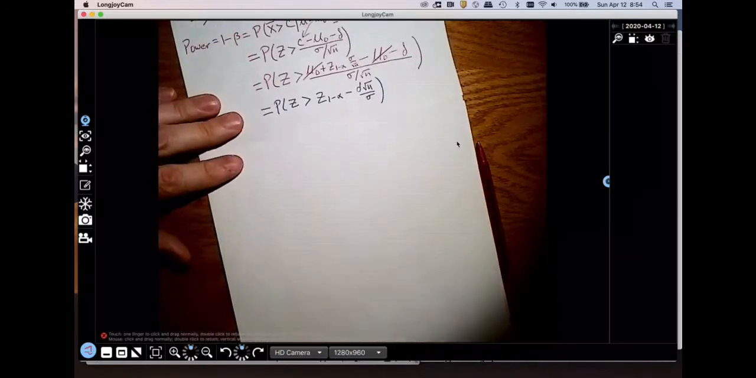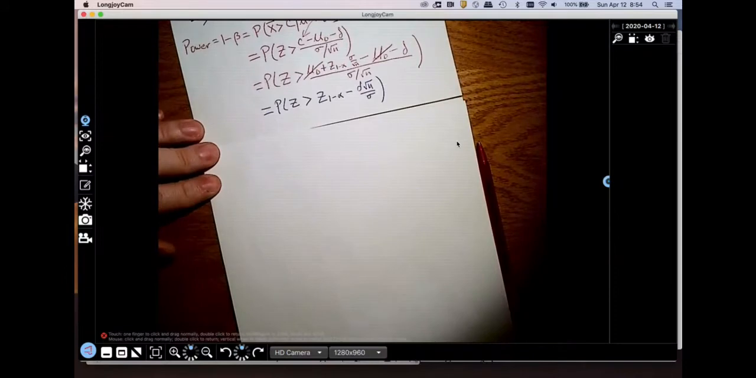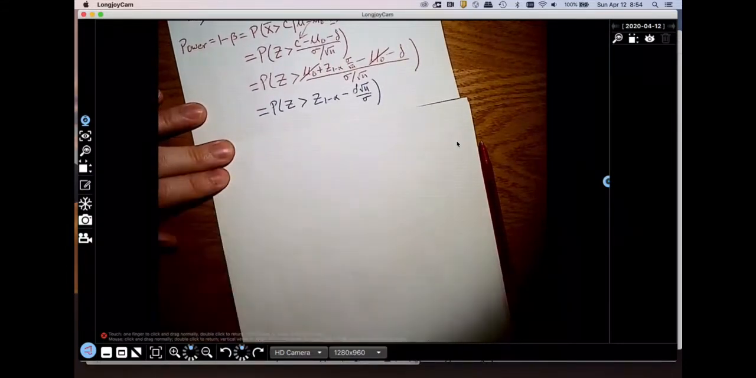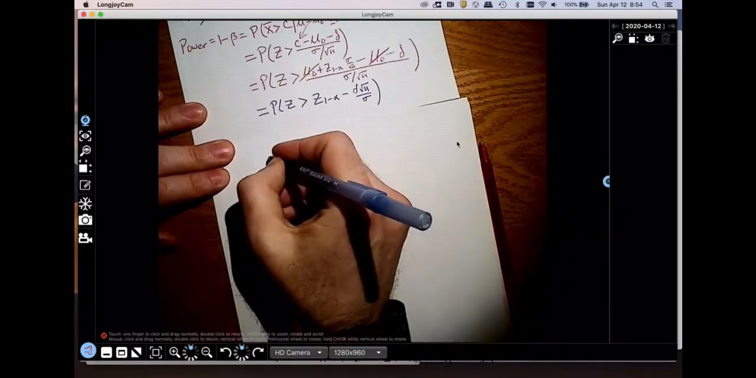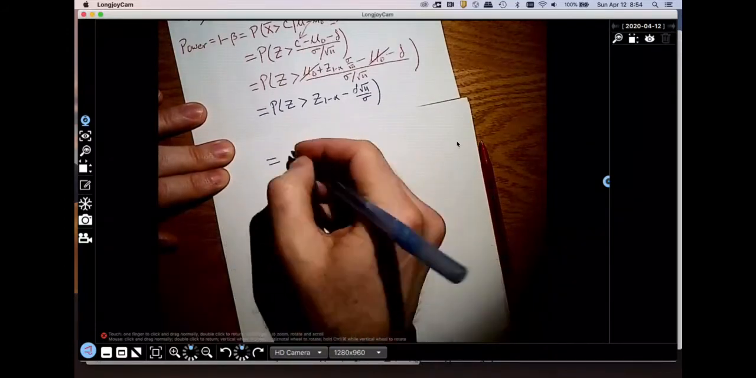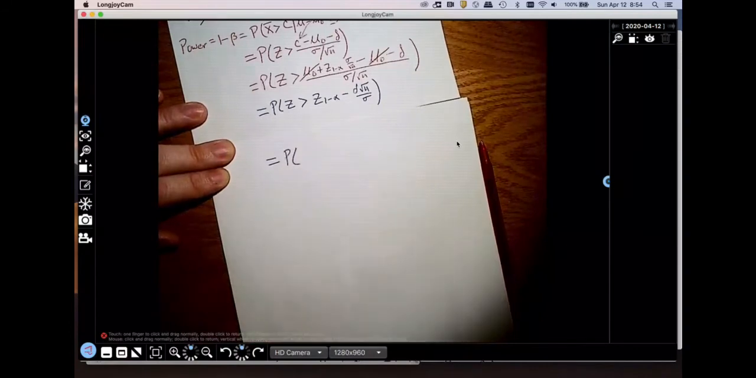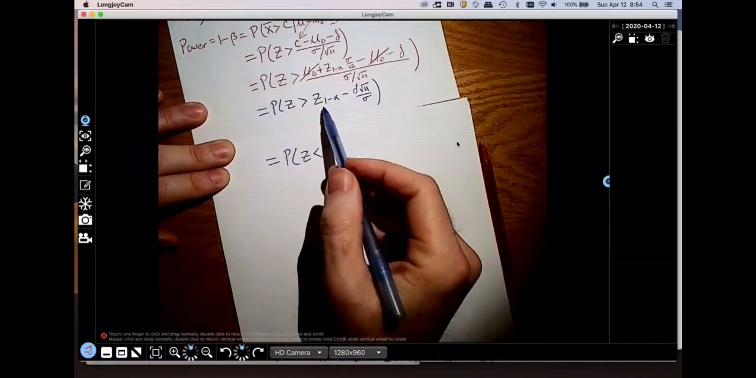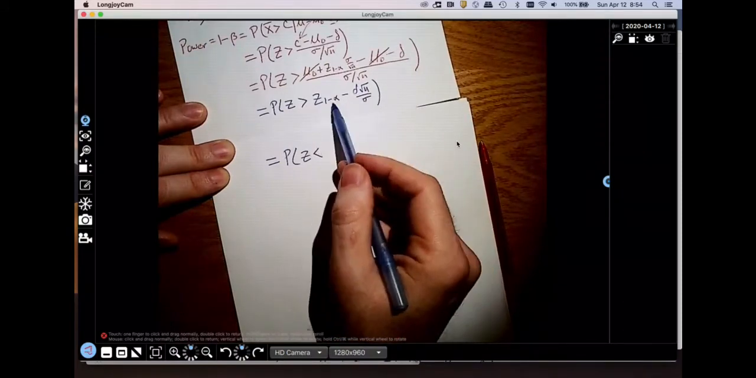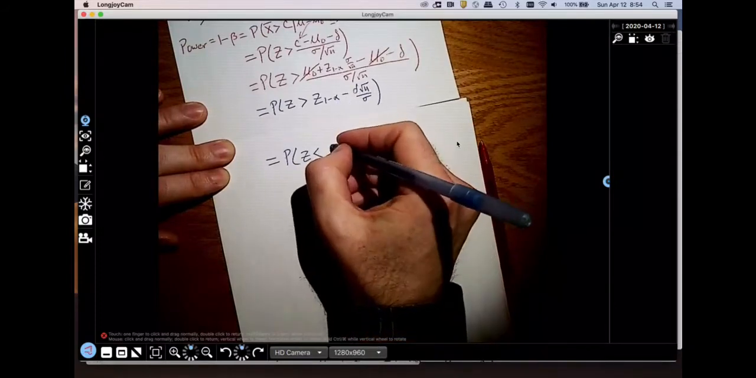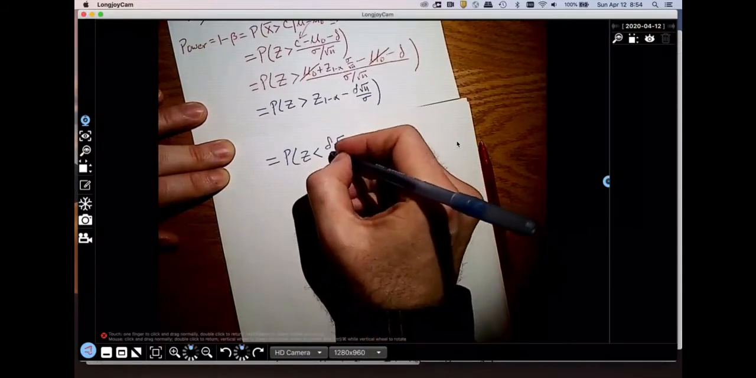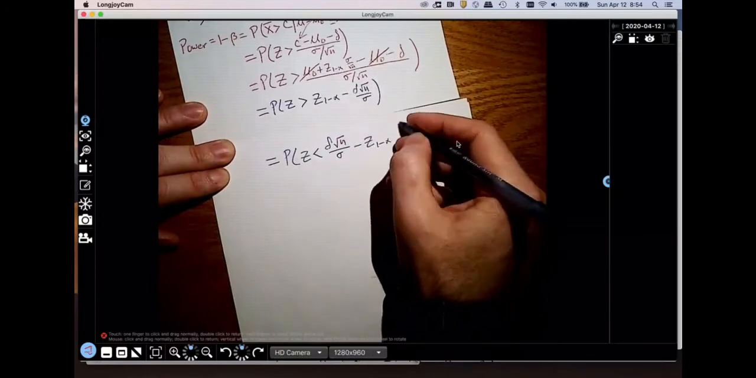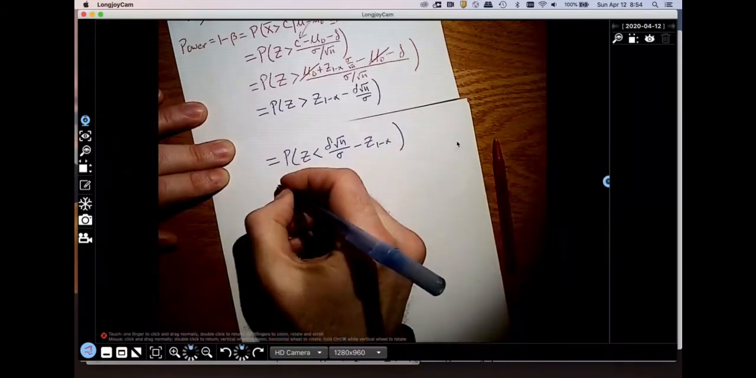All right, we're almost there. I'd like to write this in terms of the CDF of a normal. So remember that by symmetry, I can flip this around if I just change the sign of all this. So this would be delta times the square root of n over sigma minus z 1 minus alpha. Now, one more thing.